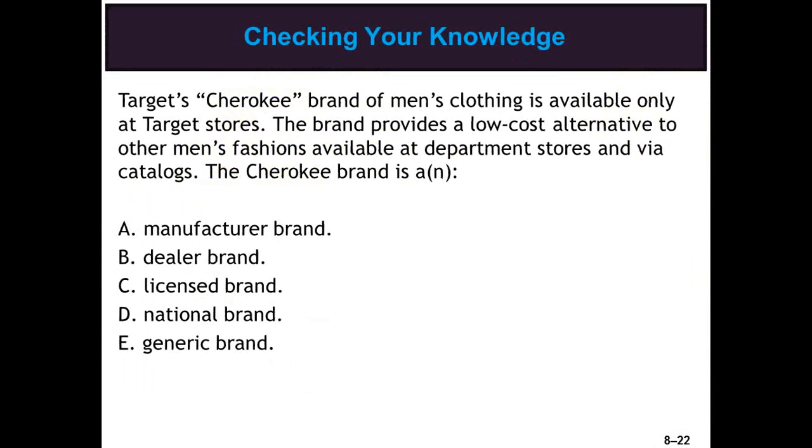So let's check our knowledge. Target's Cherokee brand of men's clothing is available only at Target stores. The brand provides a low-cost alternative to other men's fashions available at department stores and via catalogs. The Cherokee brand is a dealer brand. B. Dealer brands are brands created by intermediaries. The Cherokee brand, available only at Target stores, is an example of the dealer brand.